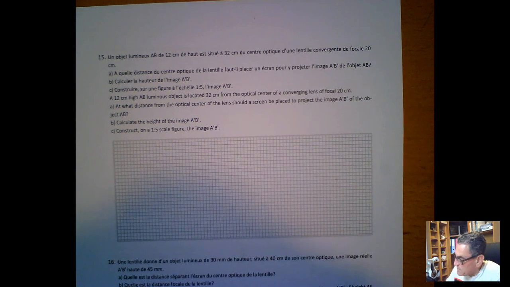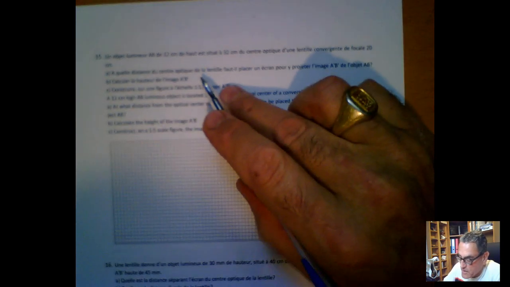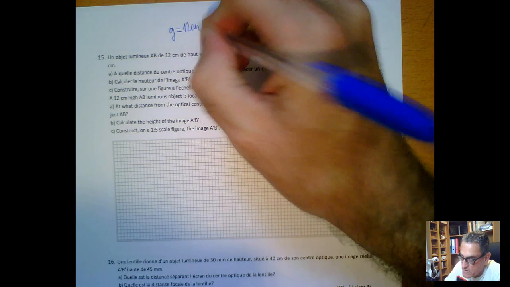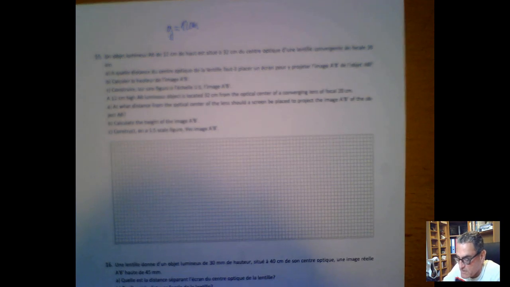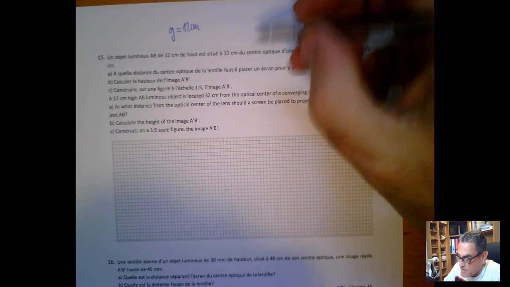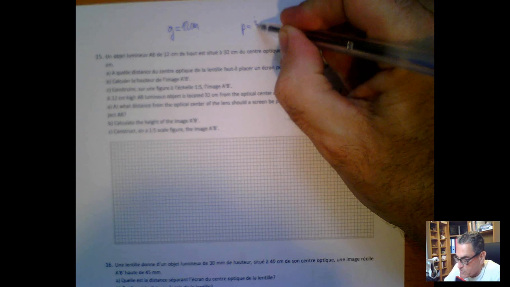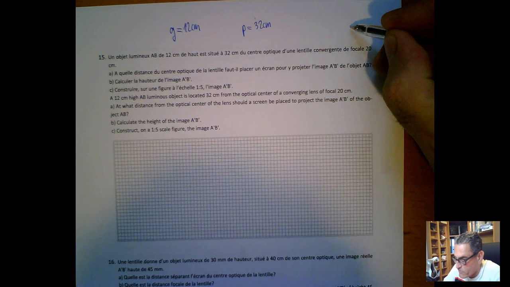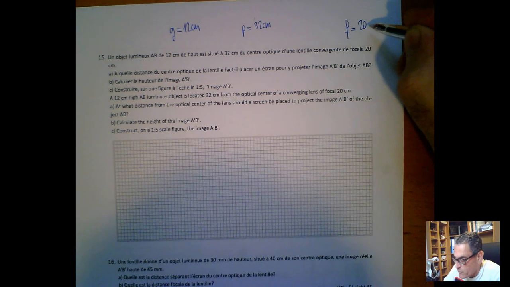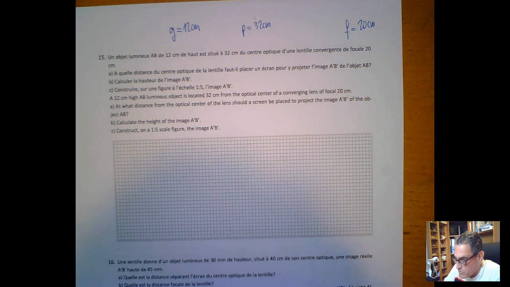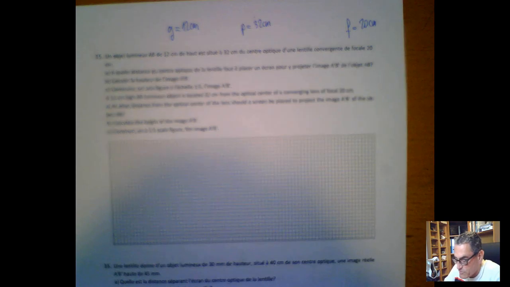Voila. A luminous object AB of 12 centimeters height. So this is G. Okay, it's a luminous object. It's an object producing light. It's at 32 centimeters of the optical center of a convergent lens of focal 20 centimeters. Okay, and so you want to know where the image is. So this is quite basic.